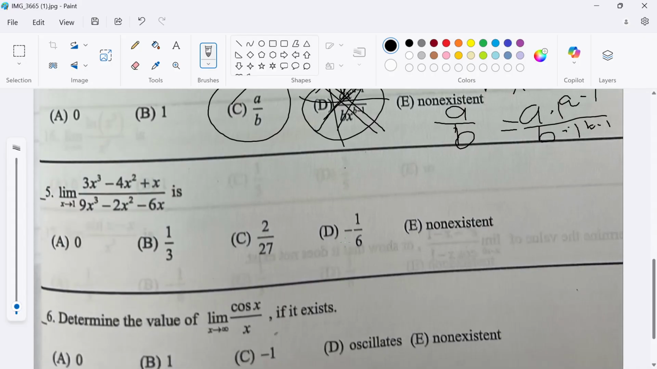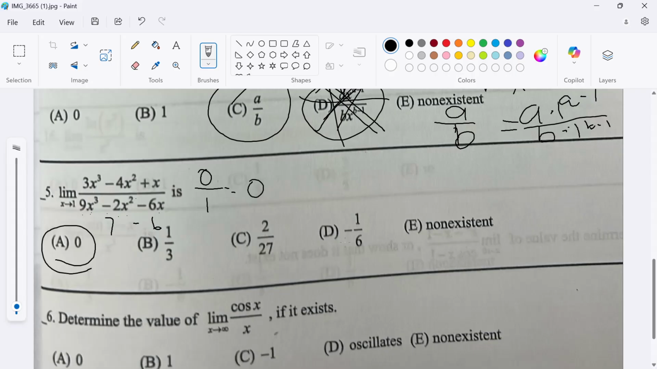Number 5, this says x approaches 1. So I will try to plug 1 in and see if it comes out to a number or an indeterminate form. Then I can apply L'Hopital. 3 times 1 cubed is 3, minus 4 times 1 squared is minus 4, plus 1. 3 minus 4 is minus 1, plus 1 is 0. Then 9 times 1 cubed is 9, minus 2 times 1 squared is minus 2. That's 7 so far. Minus 6 times 1 is 6. 7 minus 6 is 1. 0 over 1 is 0. So the answer is 0.